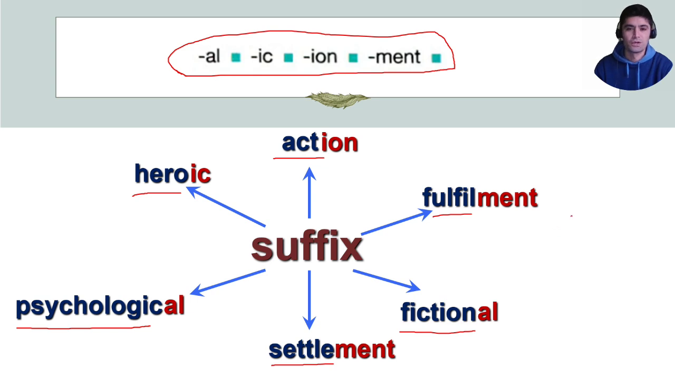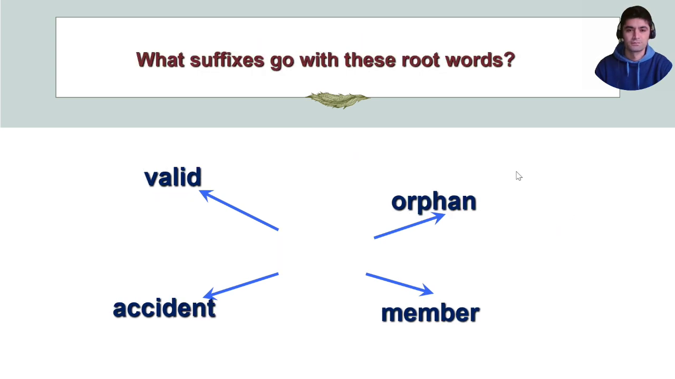Now let's move on to the next page. Here we have another task. Let's check the question. What suffixes go with these root words? What do you think? I'll give you a minute to think of an appropriate suffix for each of these root words, and then I'll show you the answers. So if you're ready, let's begin.